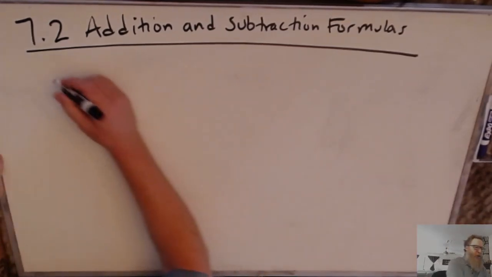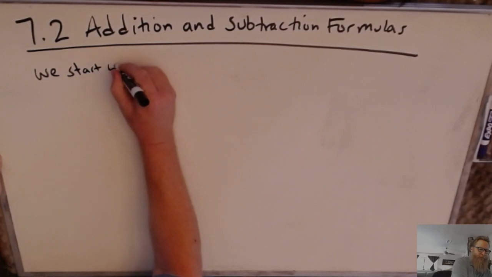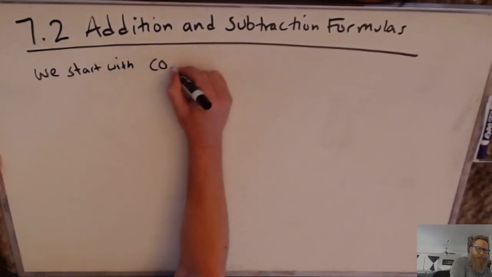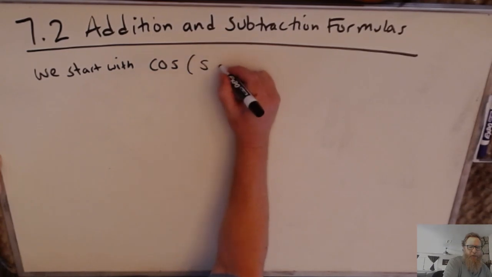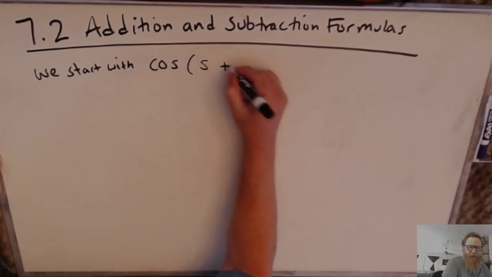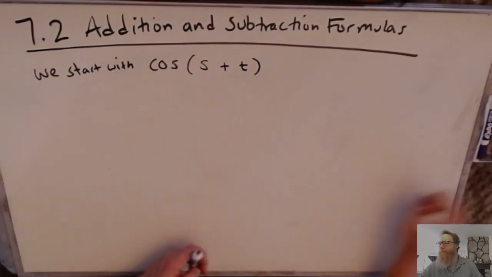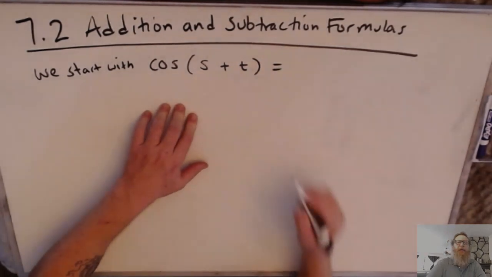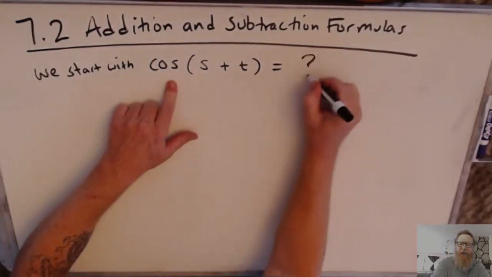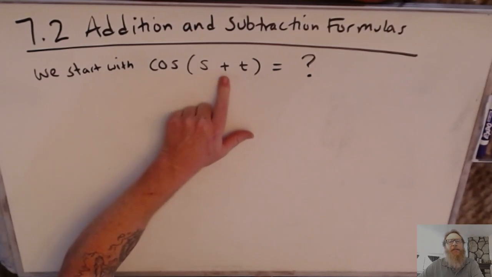Today we're going to learn about the addition and subtraction formulas, trigonometric, of course. Interesting, we start with cosine. So suppose I wanted to add two angles. How would I find the cosine of the sum of two angles, S and T?